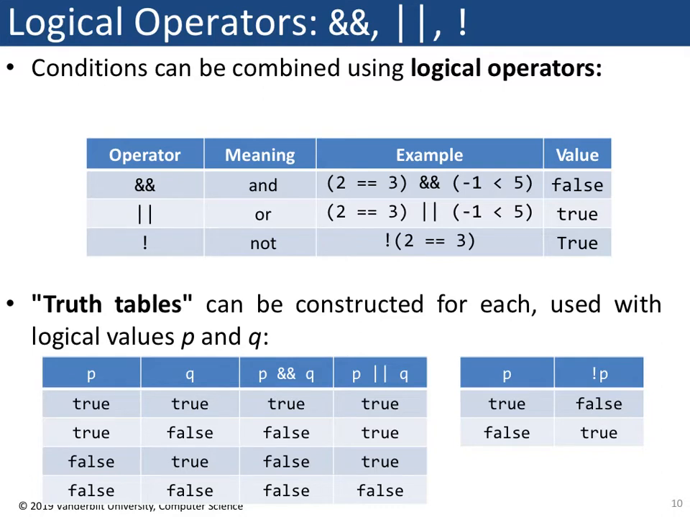So the first that you should be aware of is the AND operator. So this would be two ampersand signs, and the way that this is used is to perform a logical AND between two Boolean values. So as an example, we have the test 2 is equal to 3. This is going to yield a value of false.